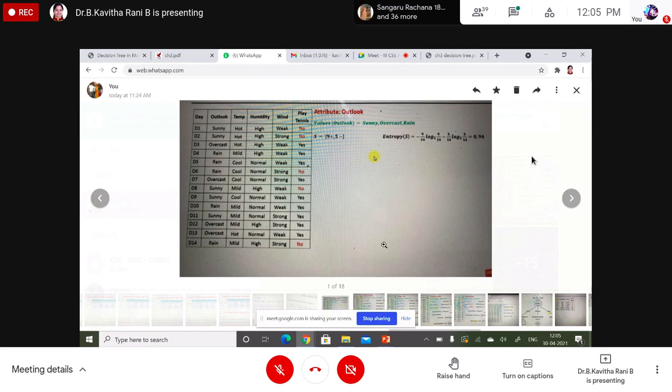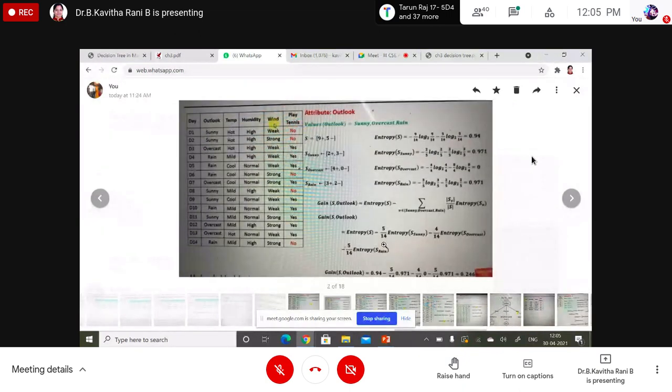So first, what you are doing is finding the entropy, that is, the impurity of the total data set. So here entropy of S is equal to 0.94. Now what you have to do is find the entropy for each and every attribute. First, you found the entropy for the total data set.